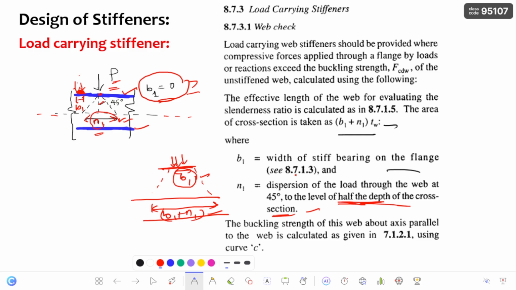So based on this area you are going to get the FCD and also the cross sectional area, so that you can get the buckling strength of the cross section. So you can get the buckling capacity of the web. So if the load which is coming onto the plate girder is greater than the buckling capacity of the web, at that time you are going to provide the load carrying stiffener.